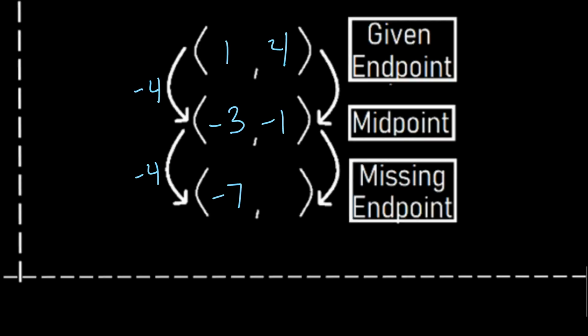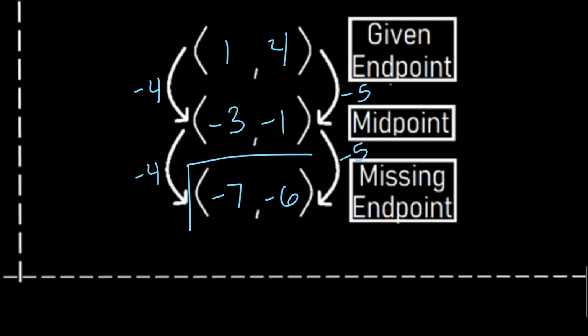Now we need to look at the y. What did I do to 4 to get -1? Subtracted 5. So whatever I do up top, I must do to the bottom. Which is -6. And so -1 minus 5 is -6. So it's basically what I do to find the other endpoint. Would you have to draw the midpoint on the whiteboard game, or would you just have to get the coordinates? Just get the coordinates, yeah.